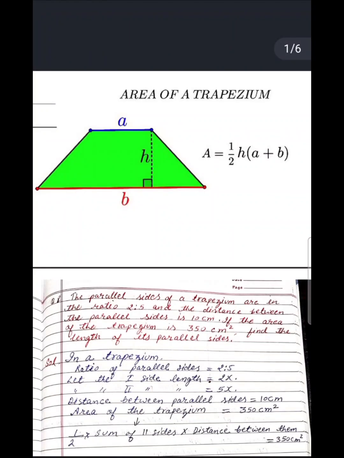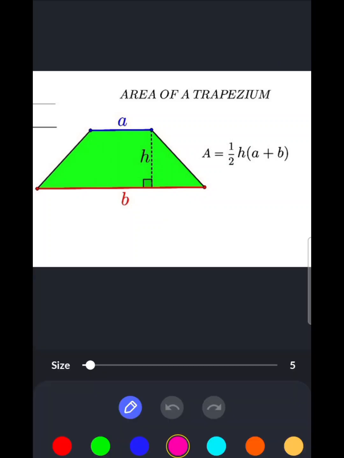Good morning, dear students. So today we are going to discuss trapezium and rhombus. So let us start with the first topic, that is area of the trapezium.